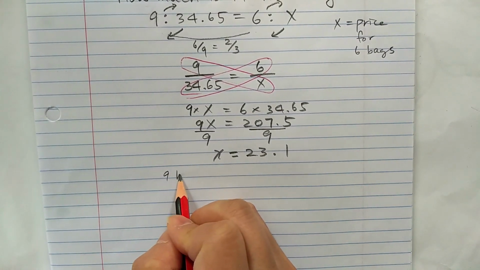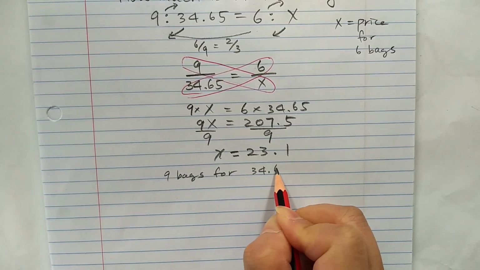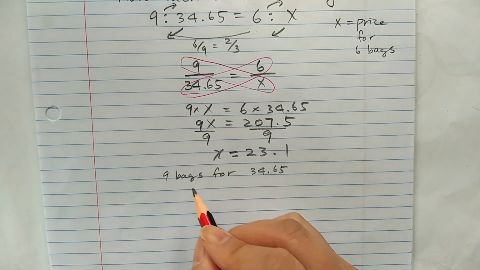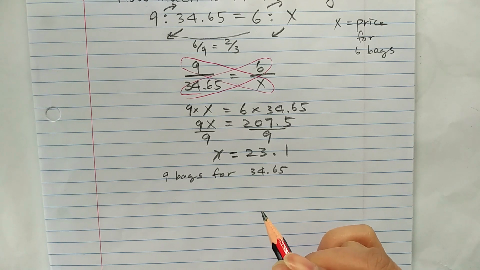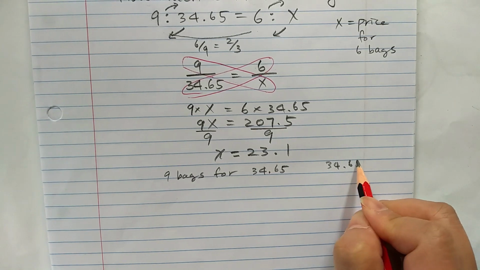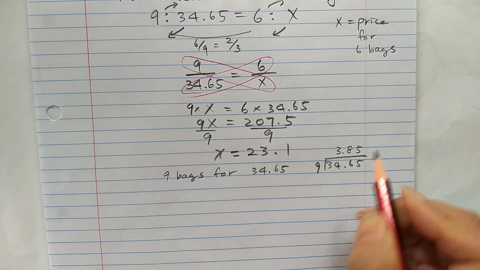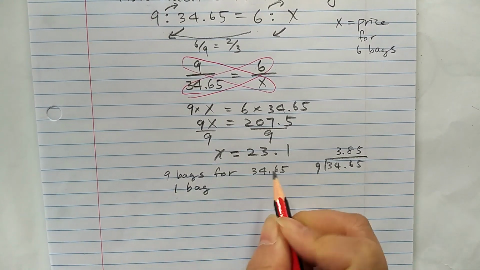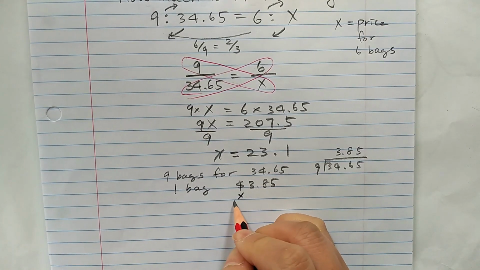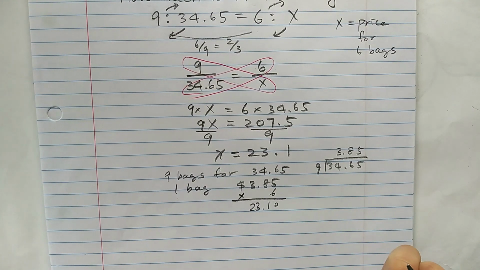There is another way to solve this. You bought 9 bags for $34.65. So if you get the price for 1 bag and then multiply that by 6, you will get the price for 6 bags. So 34.65 divided by 9 is 3.85. So 1 bag is $3.85. Multiply that by 6, you should get $23.10.